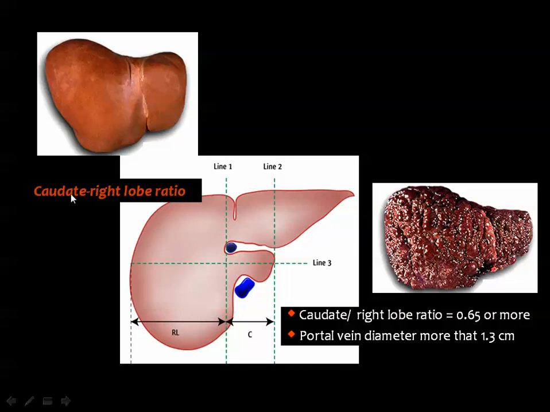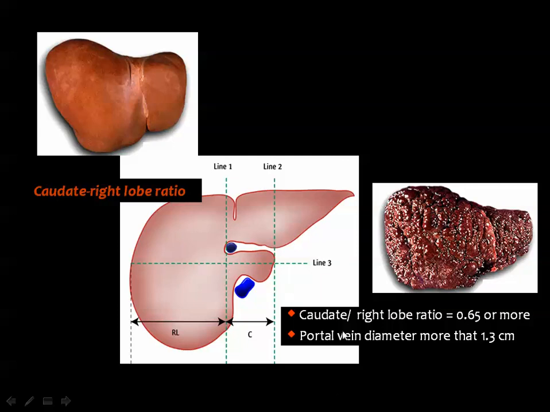Then this is one of the measurements that can be used for assessment of cirrhosis, and it's known as the caudate right lobe ratio. You draw these vertical lines from the lateral hepatic contour and from the end of the right lobe, touching the edge of the caudate lobe. Then this is the caudate lobe and this is the right lobe, and you divide this distance by this distance.